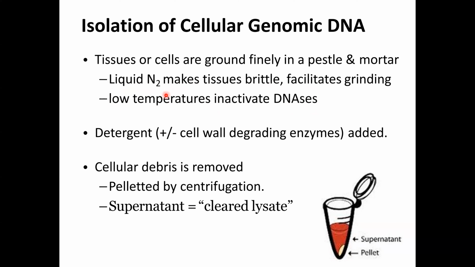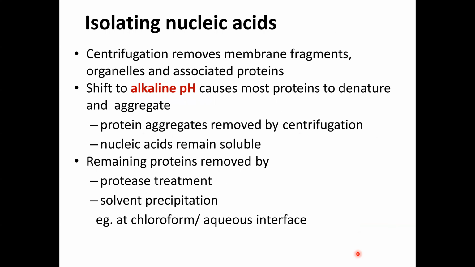For the isolation of your cellular genomic DNA, of course, you need to add detergents. It could be positive or negative cell wall degrading enzymes. And for the removal of cellular debris, you could perform centrifugation. Take note that the supernatant should be a cleared lysate. This is an example of cellular genomic DNA isolation: the upper part is the supernatant, a cleared lysate, usually transparent, and down below is your pellet from the centrifugation.